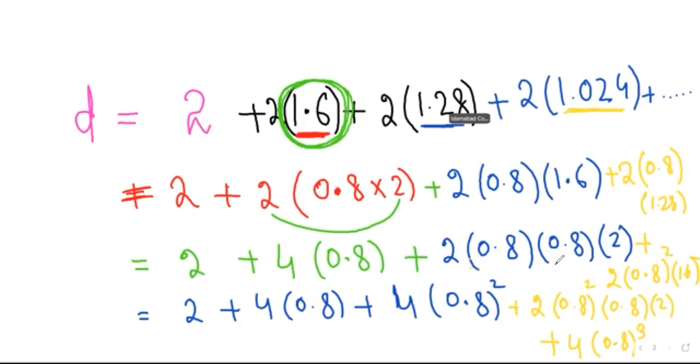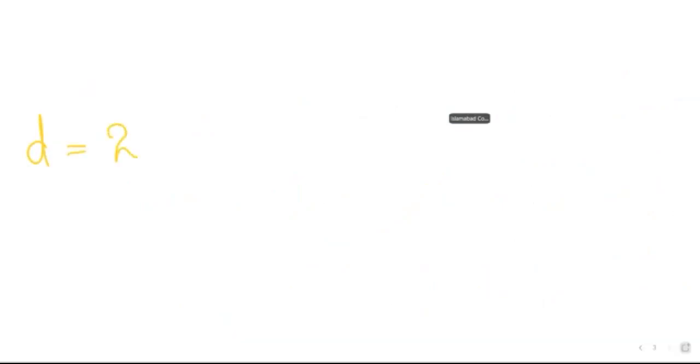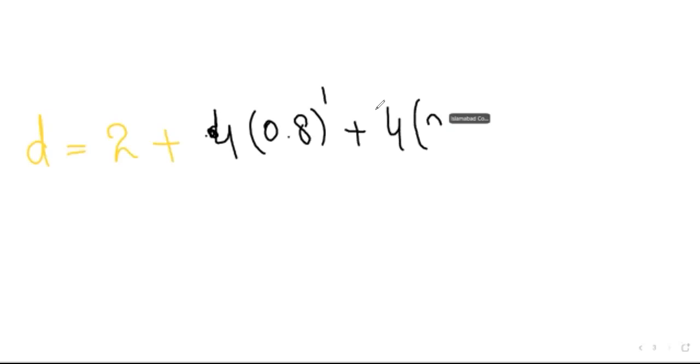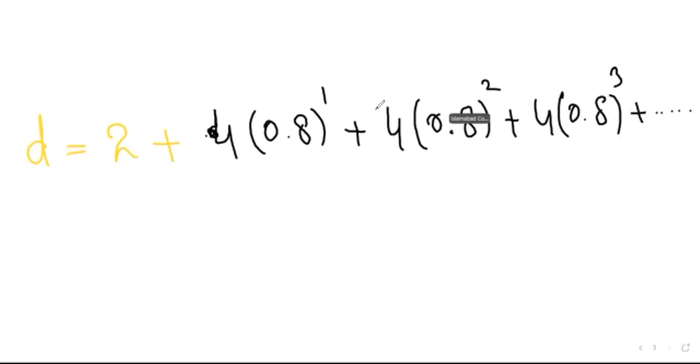So our distance will have the shape of 2, which is the distance traveled before the first bounce. Then we have 4 times 0.8 power 1, then 4 times 0.8 power 2, then 4 times 0.8 power 3, and so on.